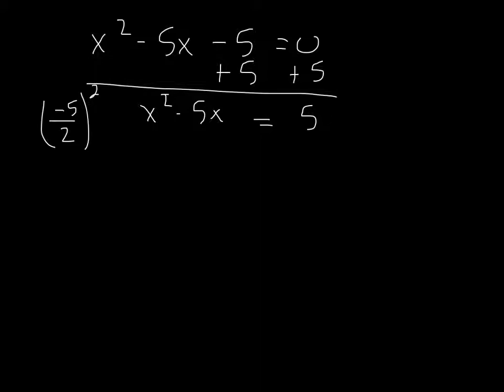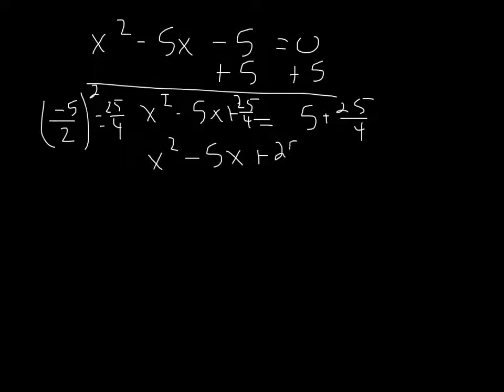Square negative 5 over 2, and what do you get? You get 25 over 4. So we're going to add 25 over 4 to both sides. Okay, so you end up with x squared minus 5x plus 25 over 4 equals 5 plus, we'll just leave it like that, 5 plus 25 over 4.